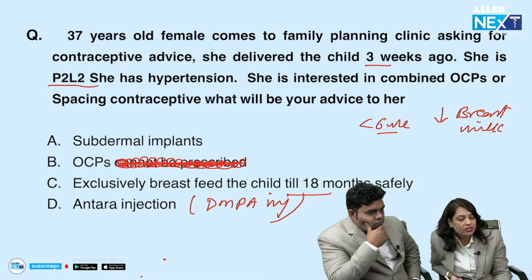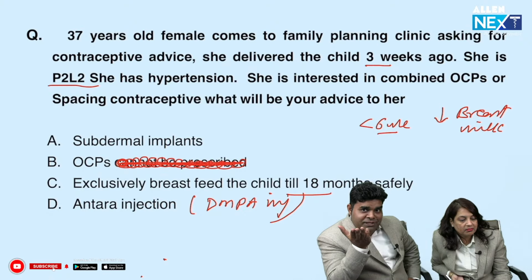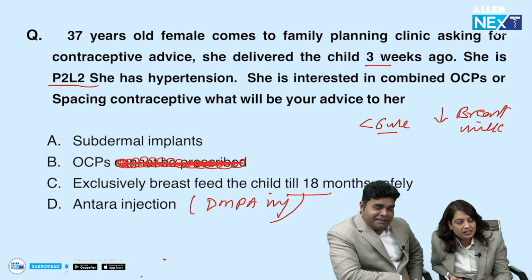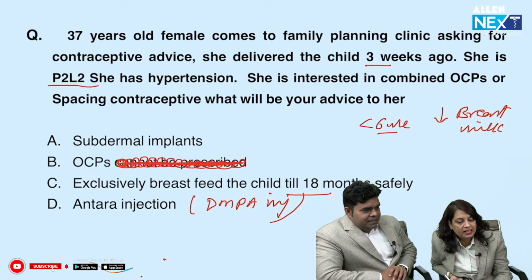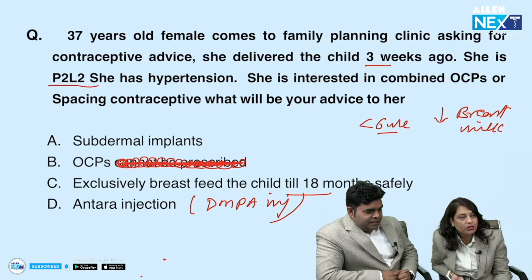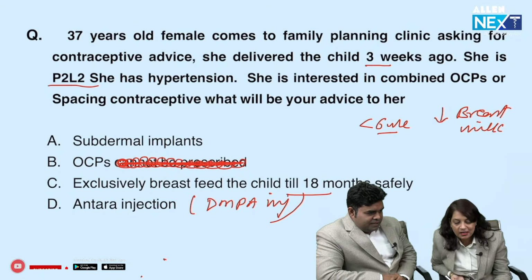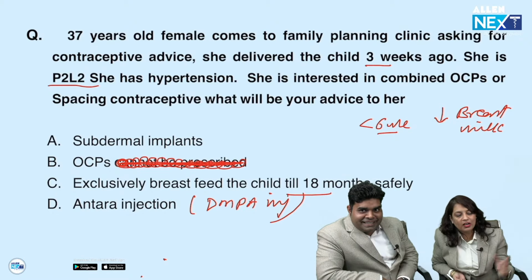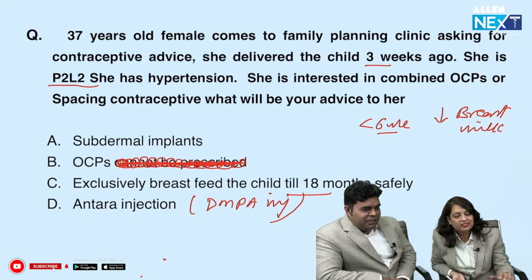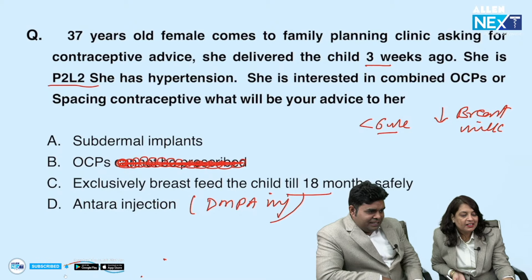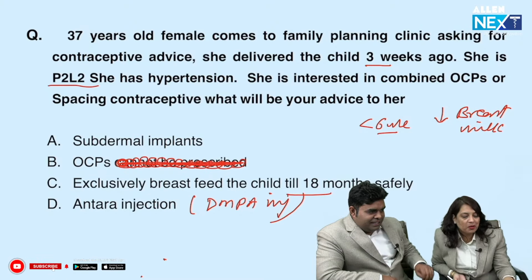Now, what is your answer to this question? What is the advice which you will give to this patient? Yes, Dr. Shubham has written very correctly, in the lactating mother, progesterone-only pills is the best. But my dear friends, progesterone-only pills is not given in the option. Then what will you choose? Then what will you select? Not even IUCD is given in the option.